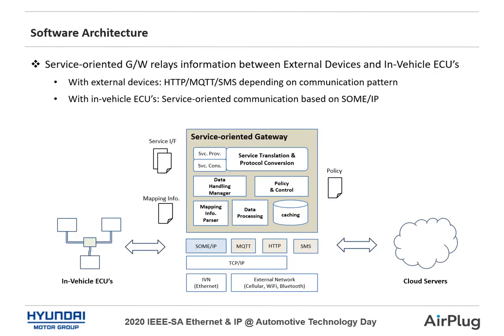Here is the more detailed software architecture of the service-oriented gateway. It can bind with MQTT or HTTP for external network, as well as SOME/IP for internal network. It could be a service provider of cloud service or a service consumer to transmit in-vehicle data to cloud. It also includes a caching function in order to deal with the unstable characteristics of wireless network. Furthermore, it has service access control and it can be controlled based on policy. Also, for more flexible gateway features, it can easily change mapping information between in-vehicle service and cloud service.